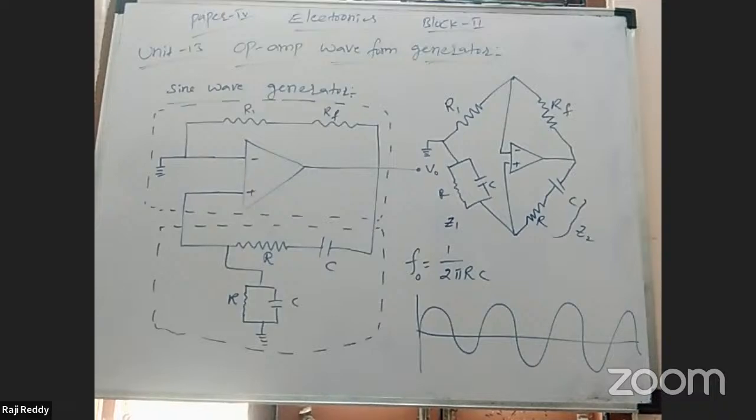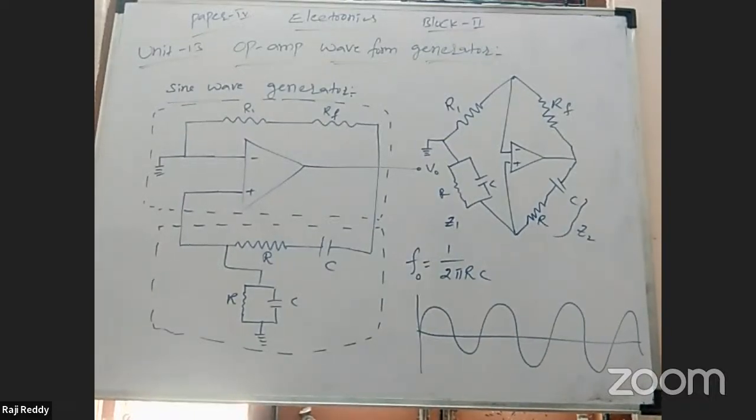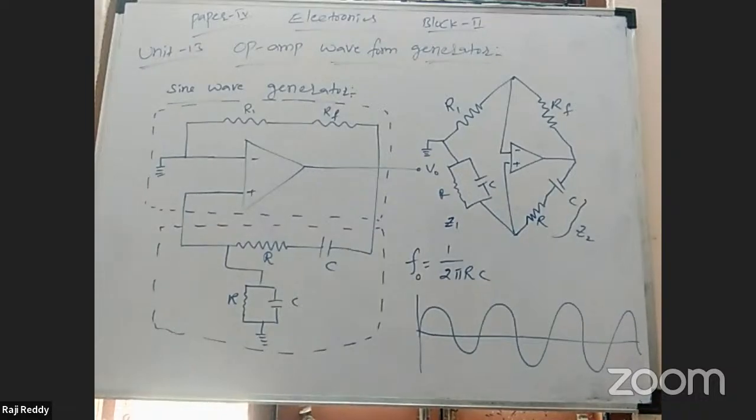Then we have to observe the voltage across each component. V1 is equal to R1 by R1 plus R2 into input voltage. V2 is equal to R1 by R1 plus R2 into positive saturated voltage. With these two applied voltages, the sine wave can be converted into a square wave.